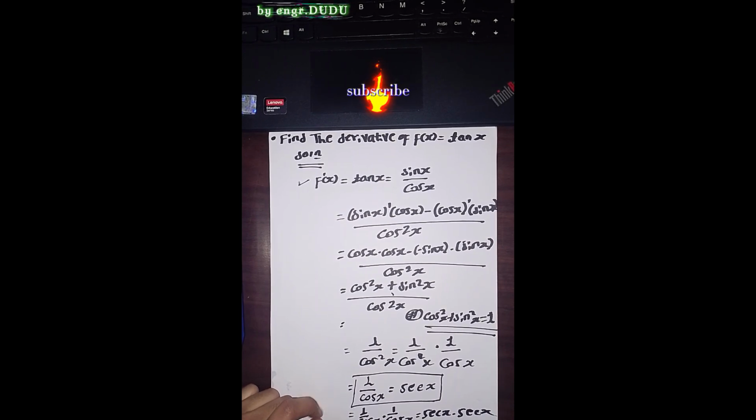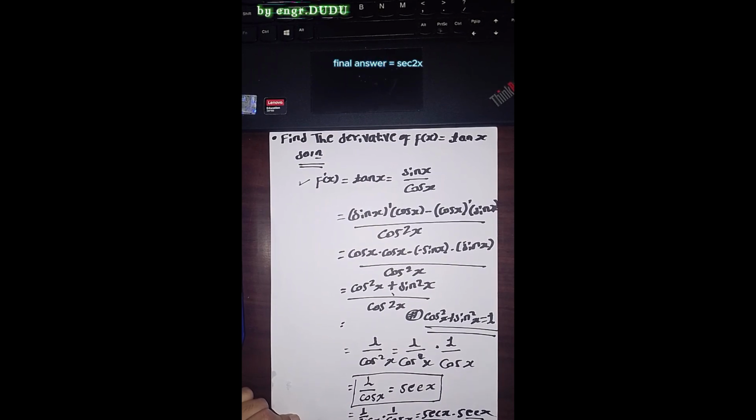So the final answer is: the first derivative of tan x is equal to sec x times sec x, which means sec square x. Thank you.